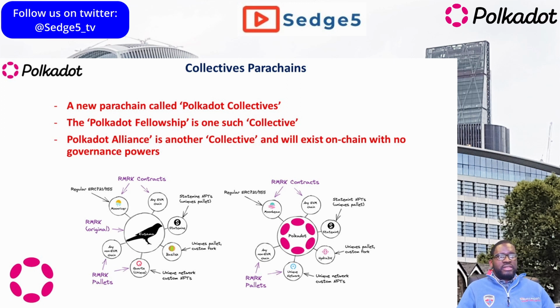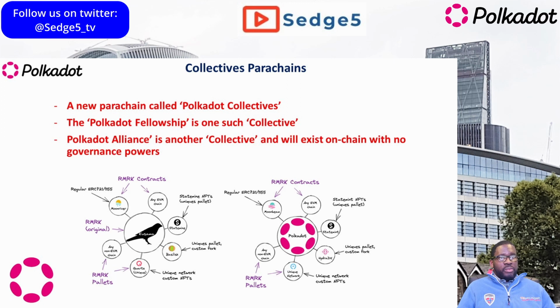Although the alliance will exist on chain and publish its findings of unscrupulous websites and accounts on chain, it will not have any governance powers. The collectives parachain is earmarked for this month, October of 2022. So it's imminent. So there you have it, guys. All fun and interesting stuff coming out of Polkadot.